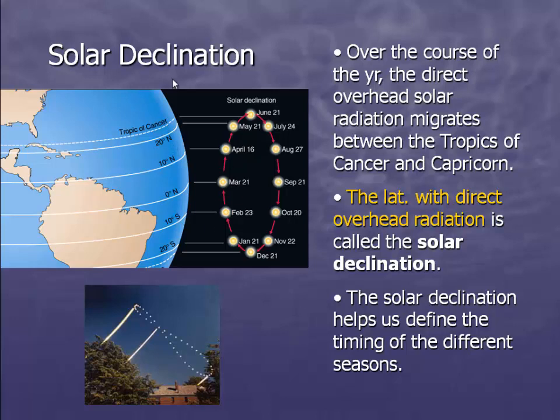The cool thing about solar declination is that we can use it to time the different seasons. All right? Take a look at this chart over here on the left. March, April, May, the Northern Hemisphere spring. June, July, and August, the Northern Hemisphere summer. September, October, November, the Northern Hemisphere fall. December, January, February, the Northern Hemisphere winter. And you can use these solar declination points and times throughout the year to help you time the four seasons in Chicago.